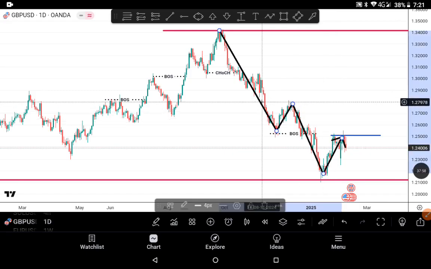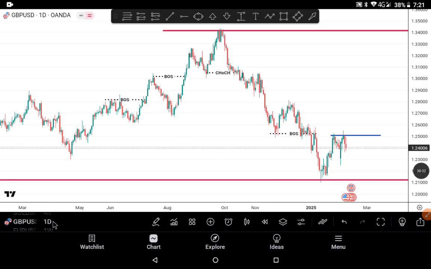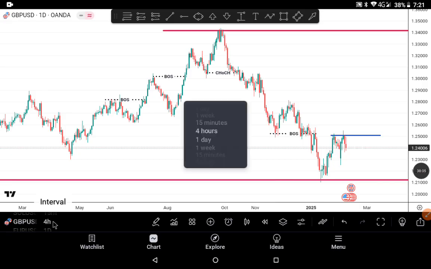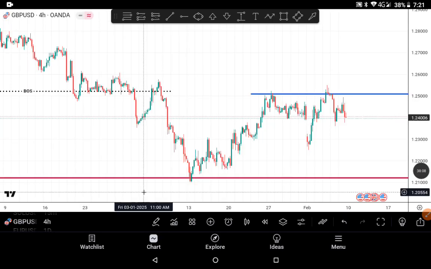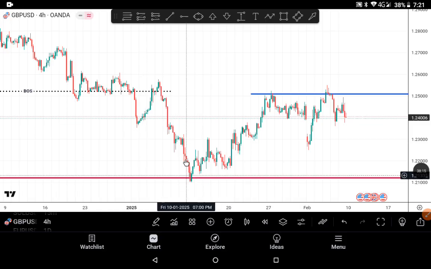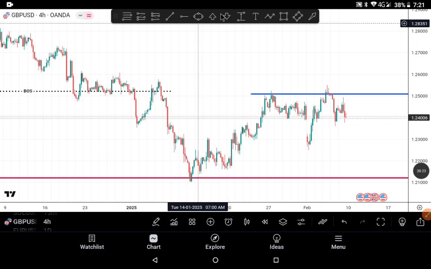So when you zoom down to 4 hours, you can see more structure in the market. And as you can see, like I said earlier, when you zoom down to a lower time frame, you can see clearly what is happening in the market. Now in the market on 4 hours, what happened? Have we seen our change of character?